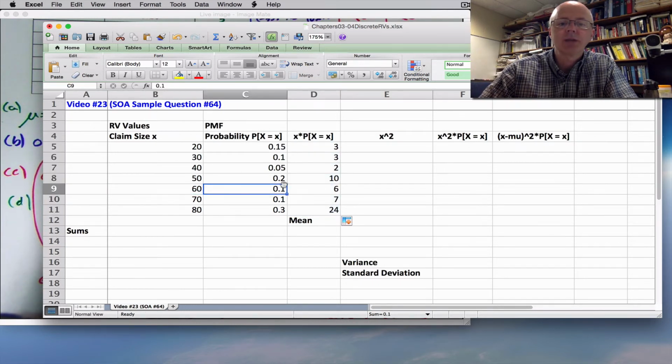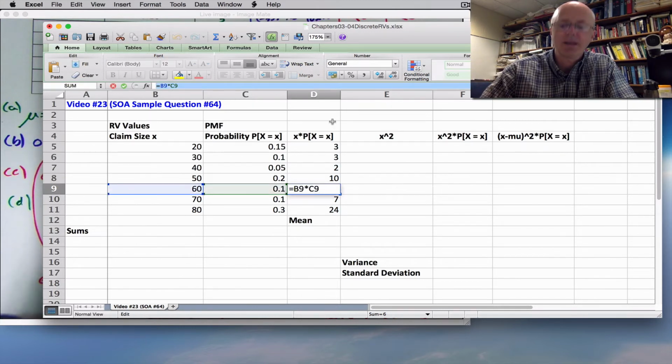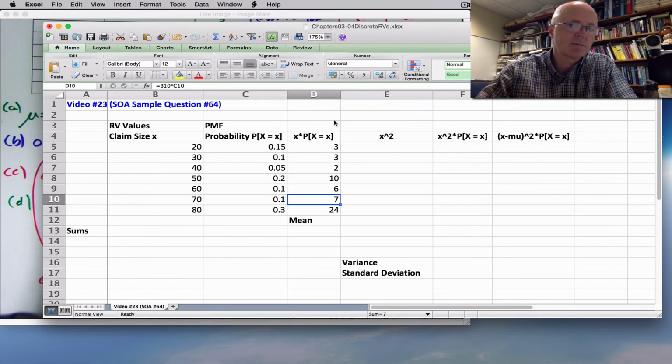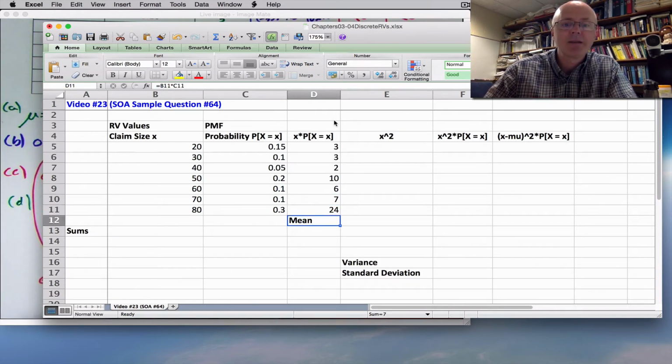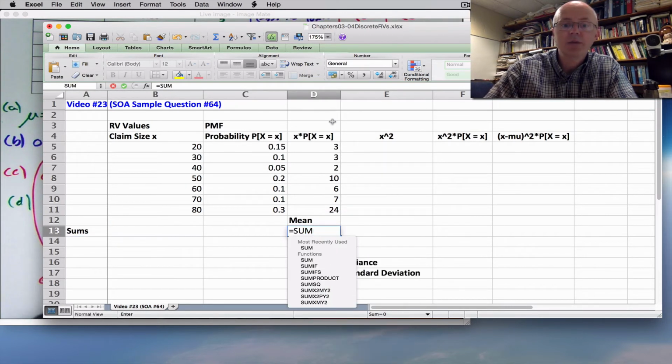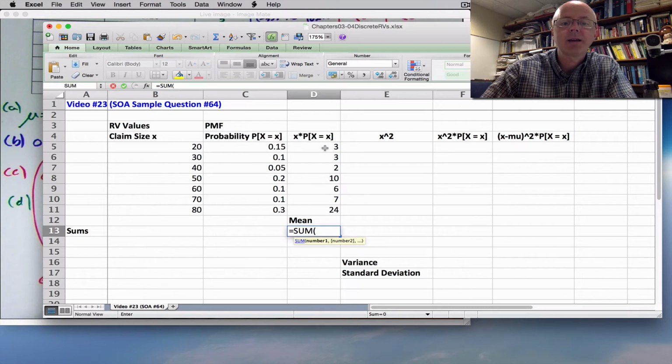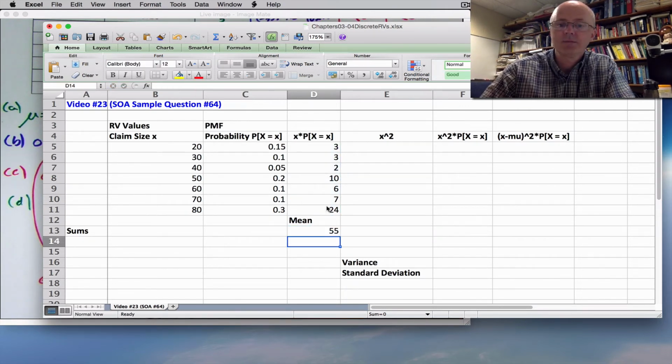For example, 60 times 0.1 is 6. The formula gets updated, okay? And that's what you want typically, though there are some times where you need to make adjustments to that, and actually I'm going to show you that. If we calculate a sum of these things with the function equals SUM and highlight all these numbers, that'll quickly add them up to get a mean of 55. Okay, there's the mean, 55.